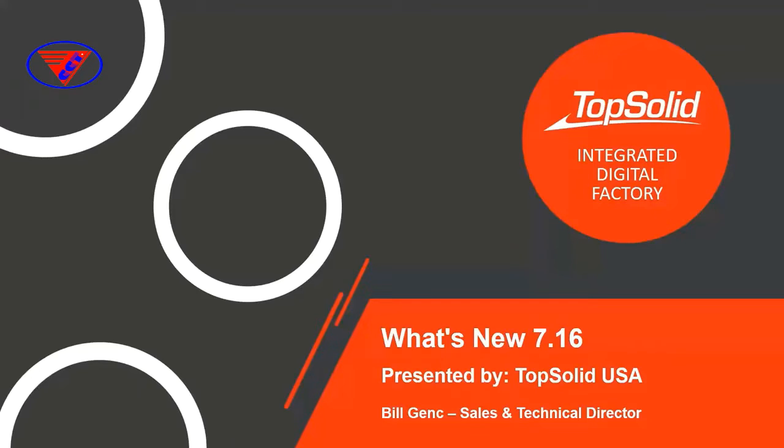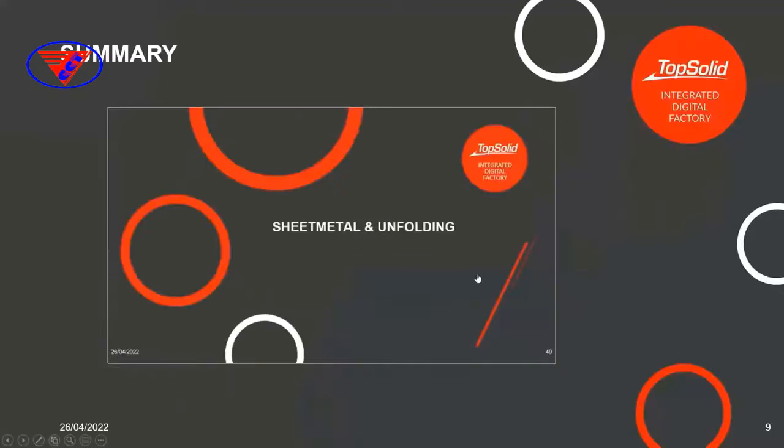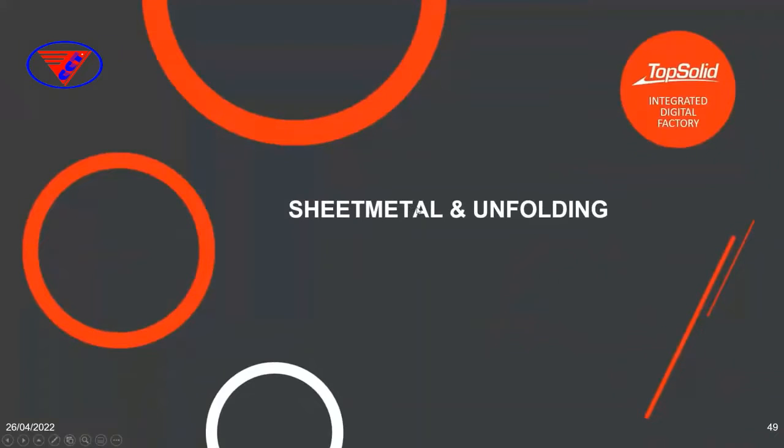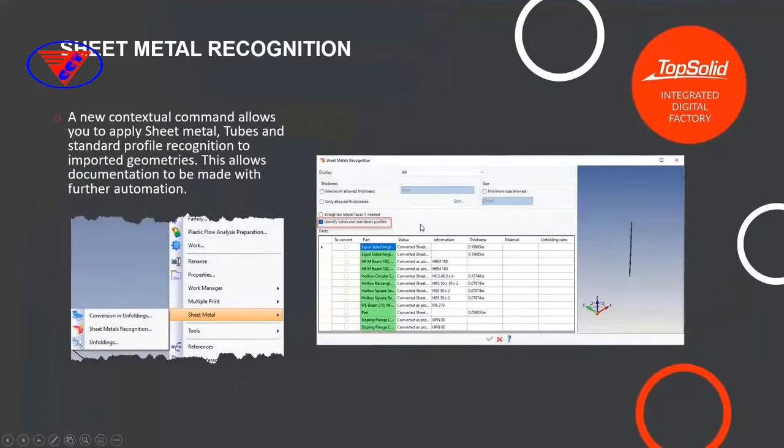Alrighty, let's go ahead and get started. So in this afternoon's webinar, we're going to mainly talk about sheet metal and unfolding. This one's going to be a fairly quick presentation, 10-15 minutes. Just some key elements to discuss on this. And then we'll recap with what's going to be happening tomorrow. Okay? So let's take a look at some sheet metal and unfolding new features and improvements.